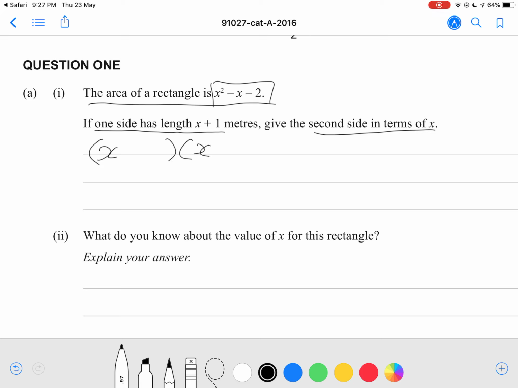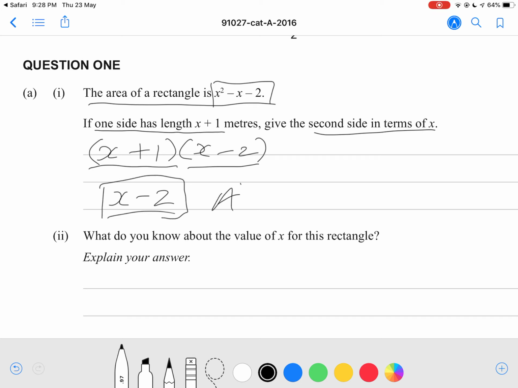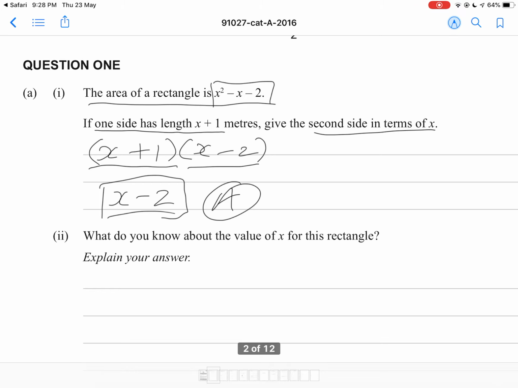So what multiplies to -2 and adds to -1? That would be -2 and +1, okay? We have -2 and +1. So we already have one side, x plus 1, and the other side is x minus 2. So you simply say the second side is x minus 2 here. Just getting the x minus 2 will get you an achieved, and that's the highest mark for this question. Alright, moving on.